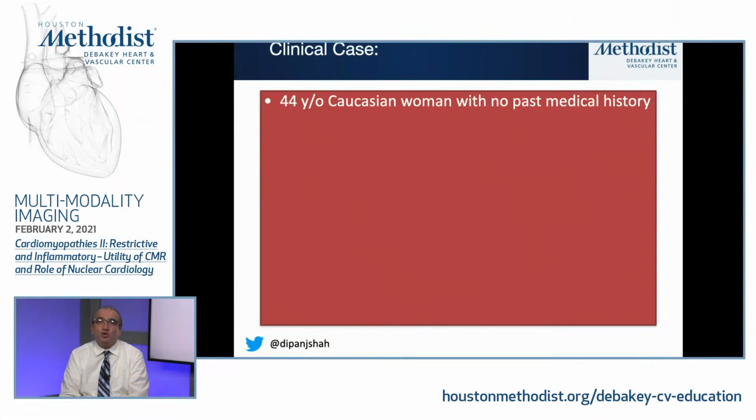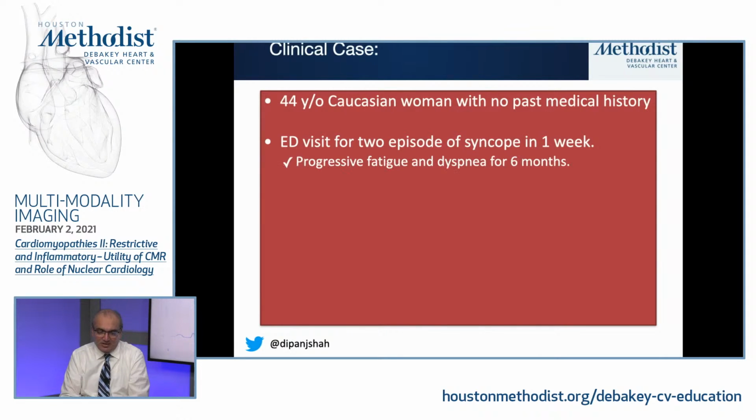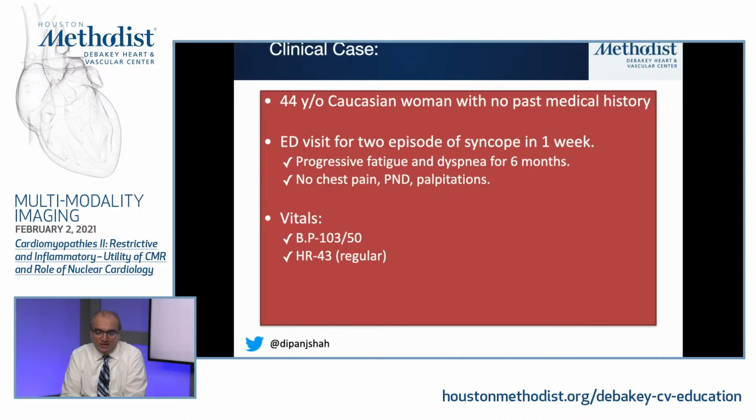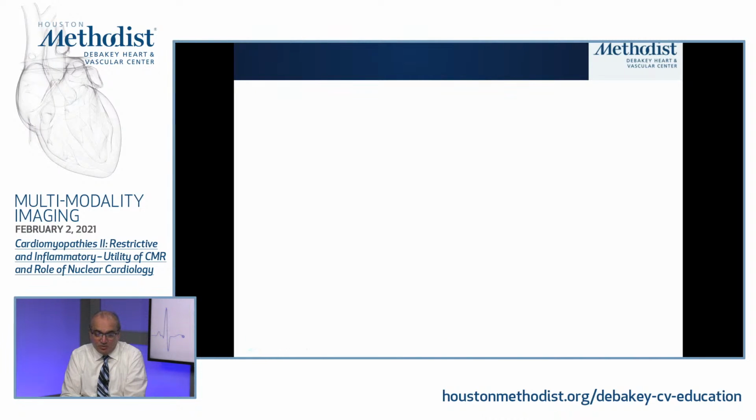This is a 44-year-old woman who has no prior past medical history. She presented to the emergency department with 2 episodes of syncope within the past week. She notes progressive fatigue and dyspnea that have been slowly increasing over the last 6 months, but denies any specific chest pain, PND, or palpitations. On her initial ED visit, her blood pressure is 103/50, but her heart rate is 43 and regular. Physical exam by the emergency physician was unremarkable.